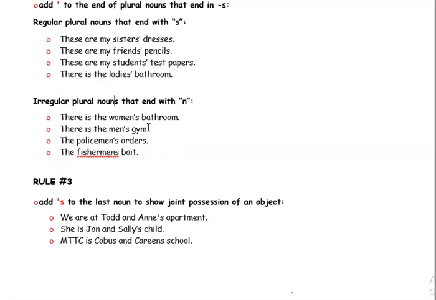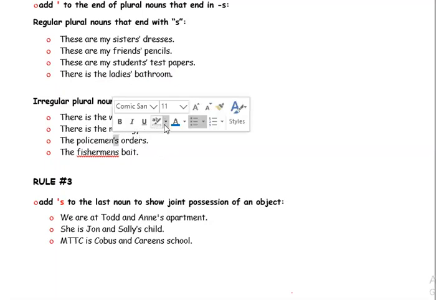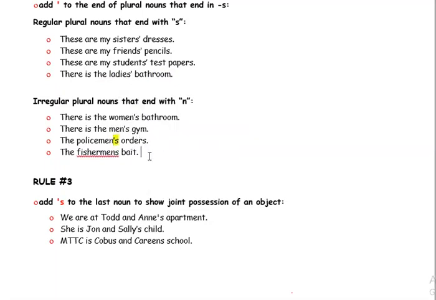Another example, there is the men's gym. Can you see we've added an apostrophe S at the end of the word? The policeman's orders, same thing, apostrophe S. And lastly, the fisherman's bait. I want you guys to show me where does the apostrophe go in this sentence. The fisherman's bait. You don't need to add any other letters, just add the apostrophe. Well done, Wolf. So that's all we need to do. Okay? Well done, Vian. Good.